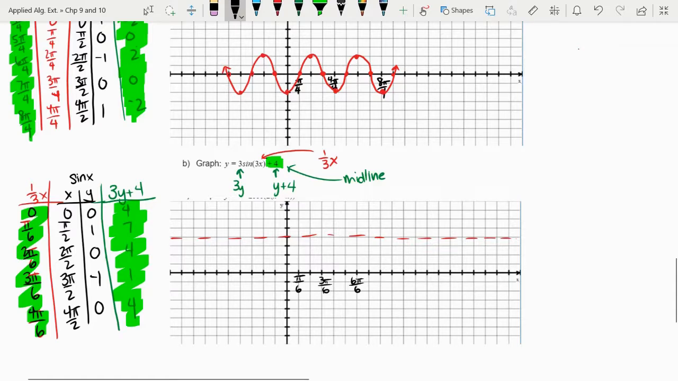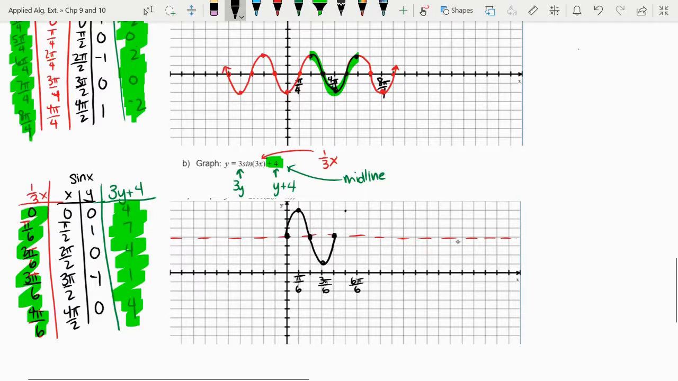So we've got 0, 4; pi over 6, 7; 2 pi over 6, 4; 3 pi over 6, 1; 4 pi over 6, 4. So there's one sine curve, and that's like our snake shape, right? Instead of cosine, which is like just the cup, just the valley. Sine goes up and back down.